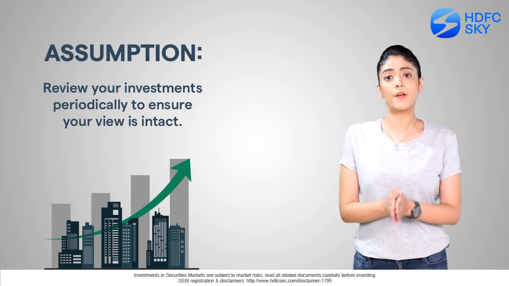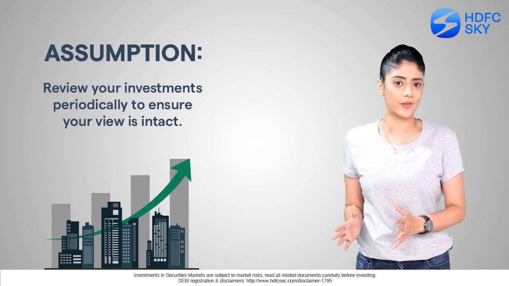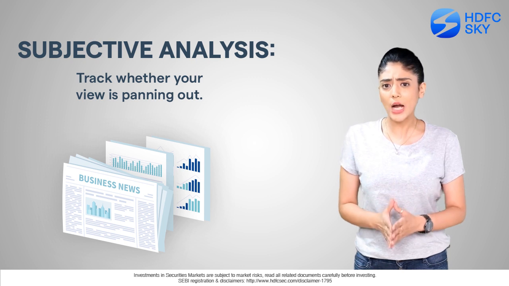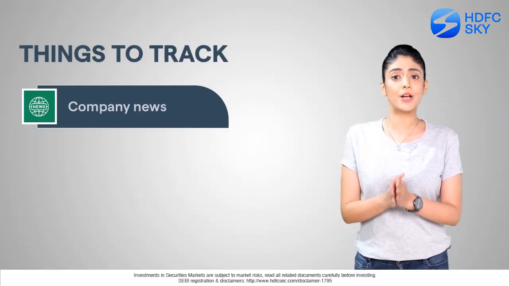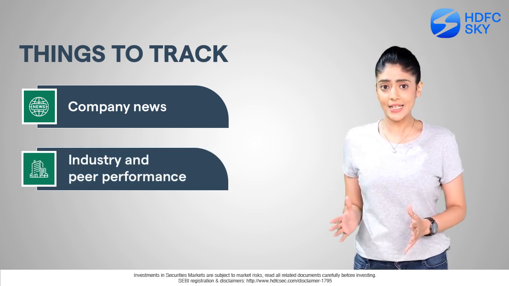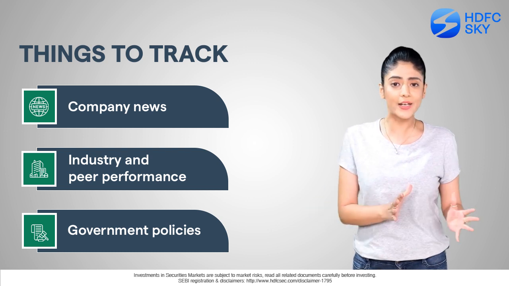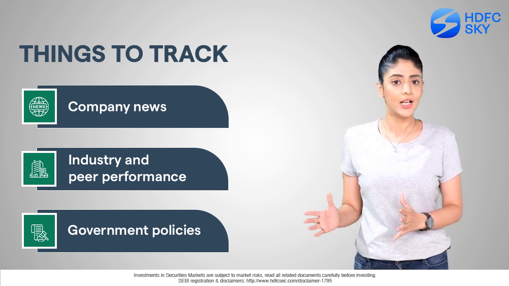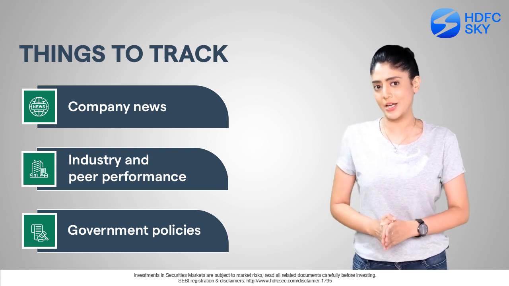We can do this by viewing our investments both subjectively and objectively. So how do you track whether your view is panning out? You can do this by tracking news about the company, the industry it operates in, and factors that may influence the view both negatively and positively. ये एक subjective point है and it depends upon your interpretation.